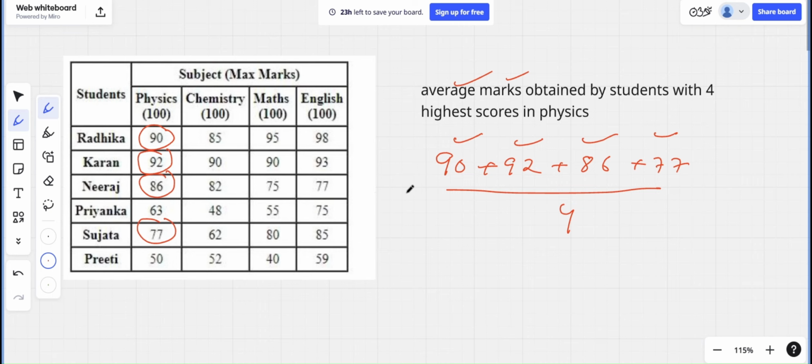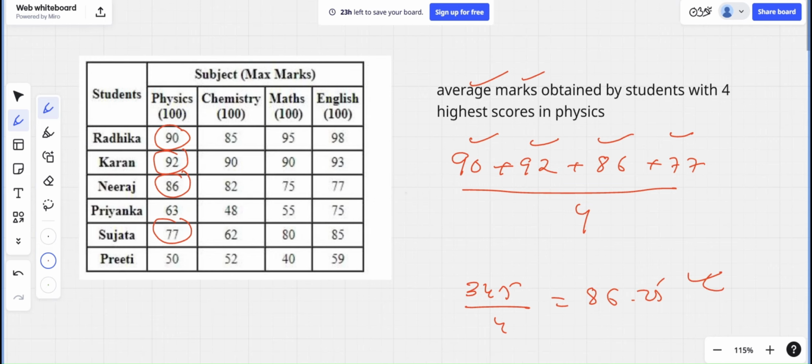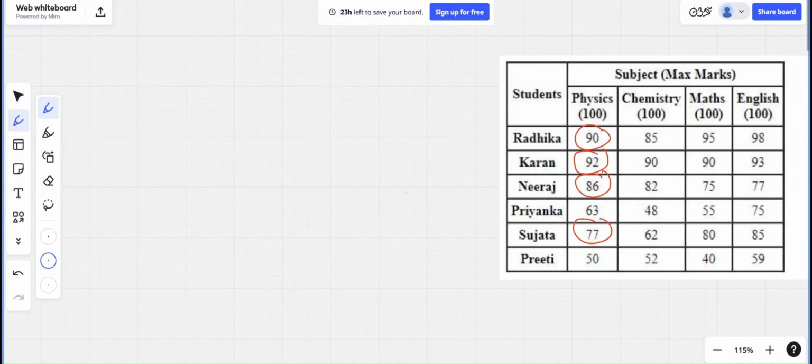So, let's add it. 90 plus 92 plus 86 plus 77, that is 345. 345 divided by 4, how much is it? 345 divided by 4 is 86.25. So that's the answer. Now you already get 2 marks. That is a previous year question.